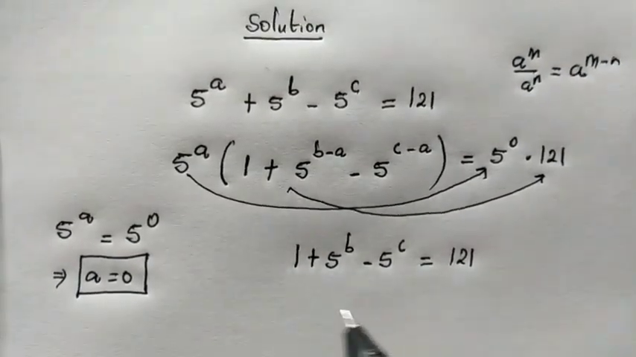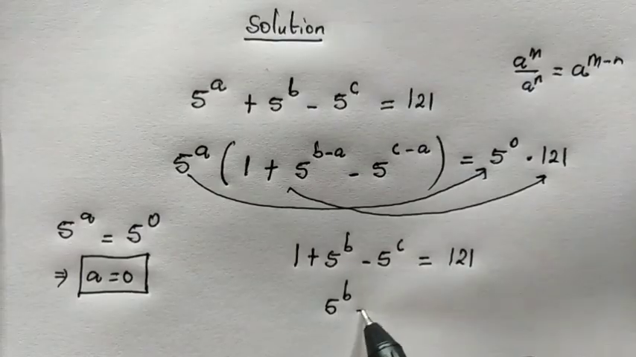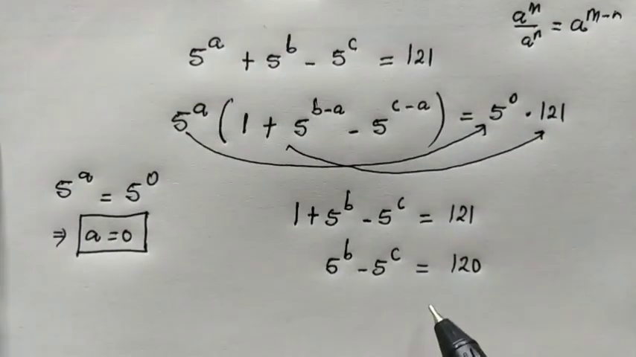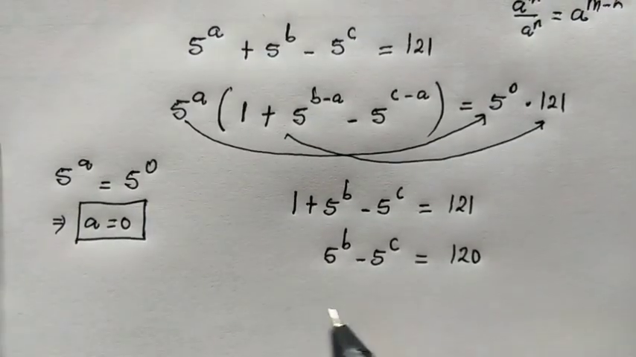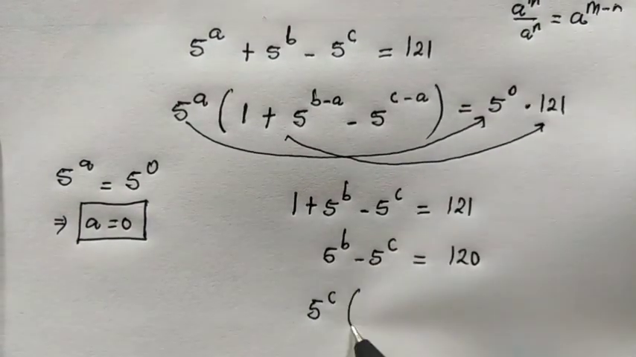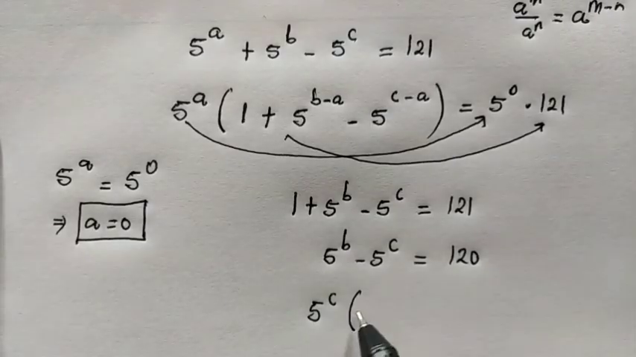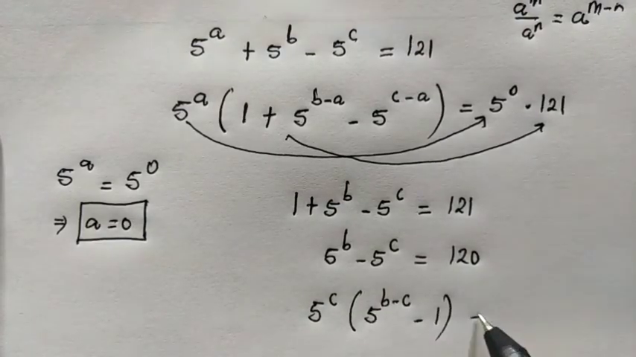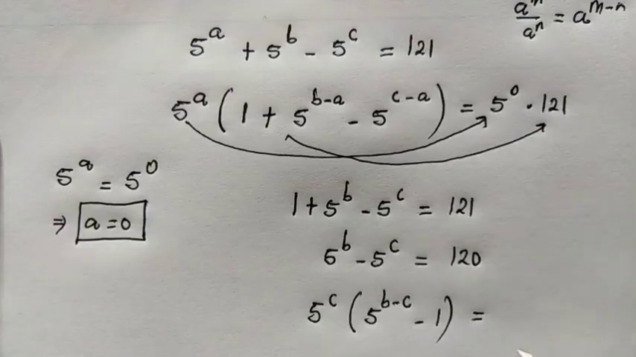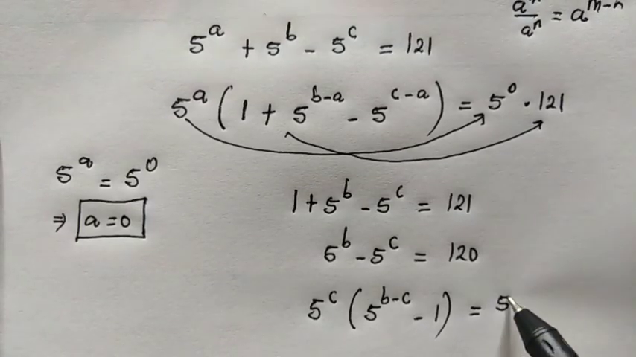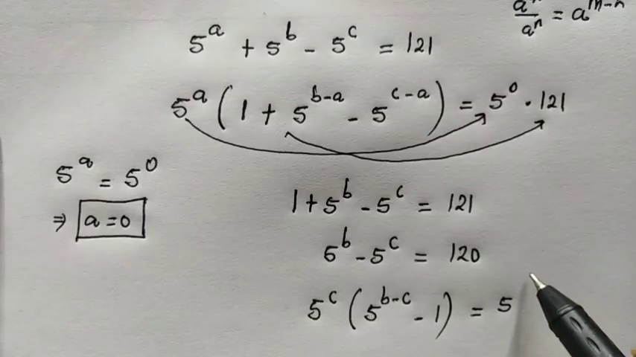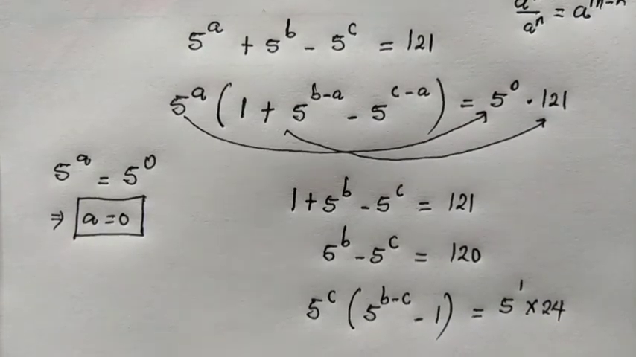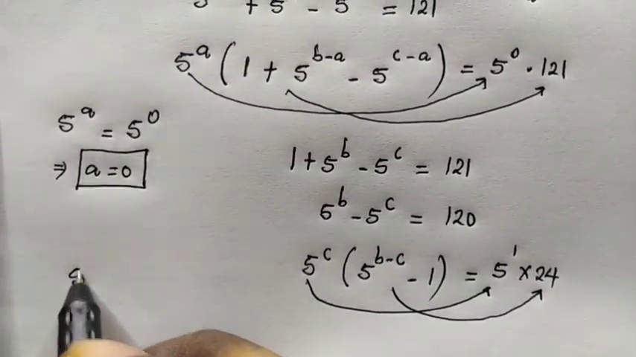So subtract 1 from both sides of the equation, we get 5 to the power of b minus 5 to the power of c is equal to 120. Again, let us factor out 5 to the power of c from here. So if you factor out 5 to the power of c, then if you divide this by 5 to the power of c, we get 5 to the power of b minus c. And then minus 1 is left here. So it is equal to 120, which is the same as 5 to the power of 1, right? Multiplied by 24.